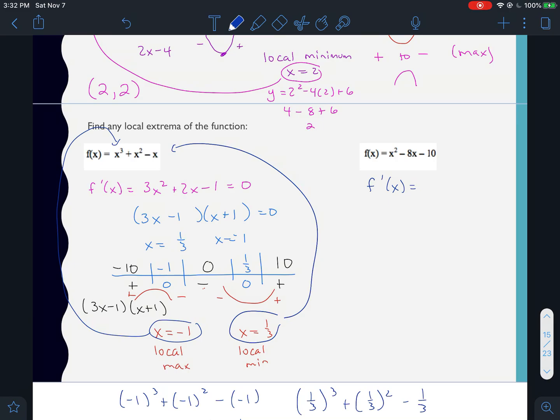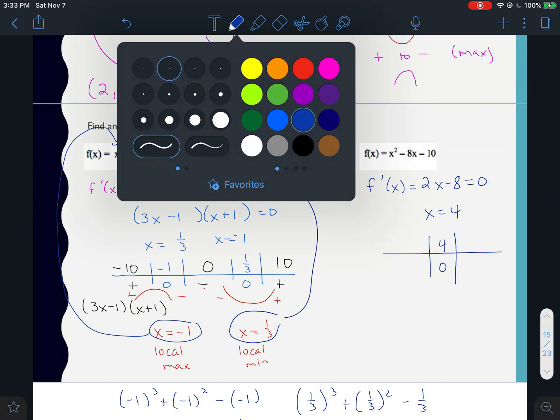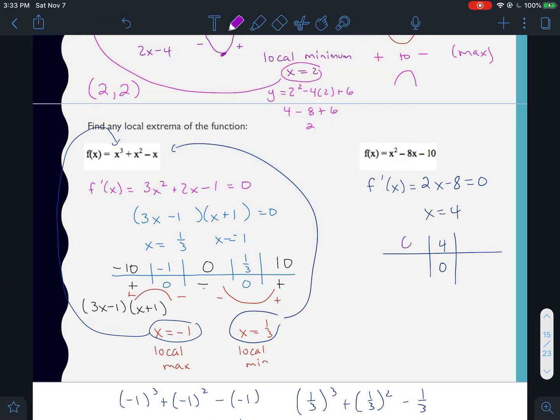All right, let's look at the next one. So this should be a happy parabola, just looking at it. So f prime of x is either equal to 0 or undefined will get us our critical number, so 2x minus 8. If I solve this, I get x equals 4 as my critical number.